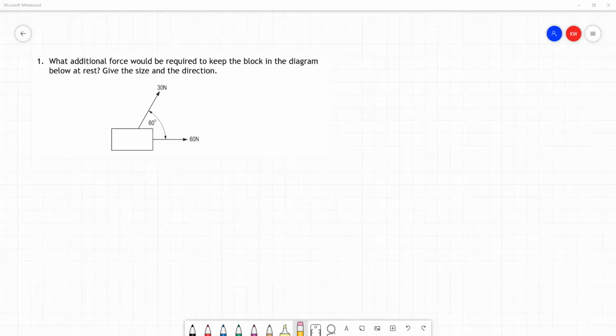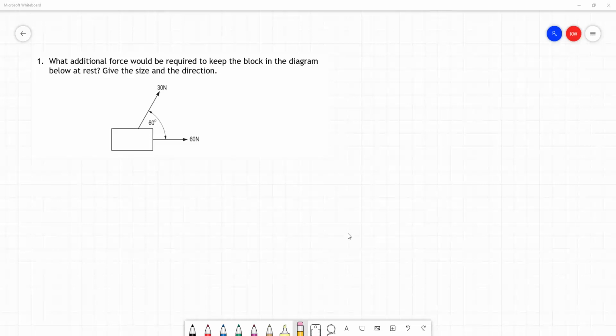And so in order to tackle this problem, we're going to use a graphical method. We're going to draw a scale diagram of the forces. And what will happen is once we've drawn in the two forces we're given to scale, they'll form two sides of a triangle. And the third side of that triangle will give us the size and direction of the missing force we're looking for. So that's how we're going to tackle this. Let's set it out one stage at a time.